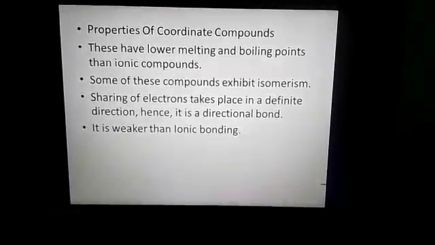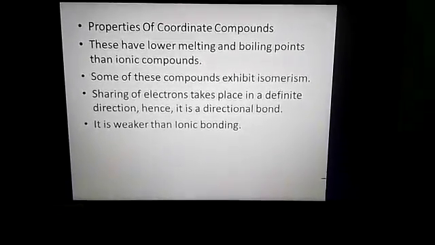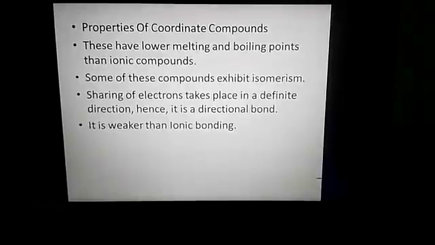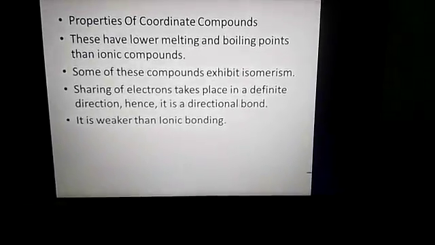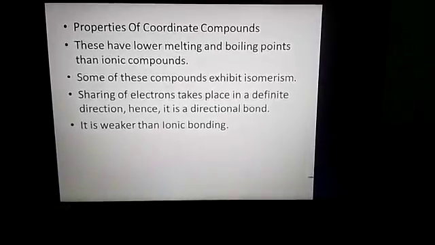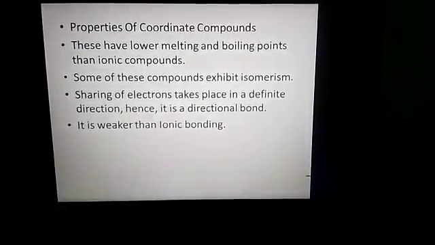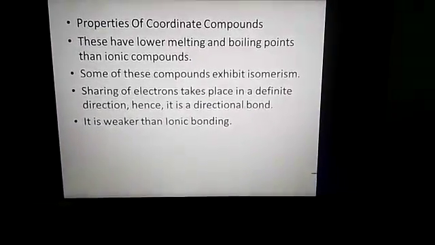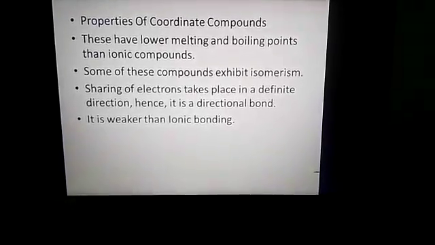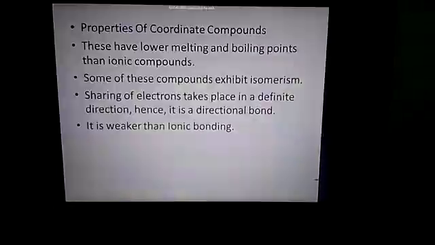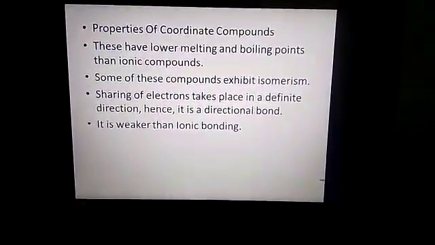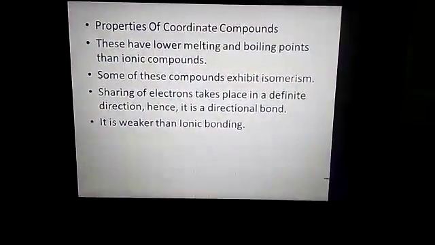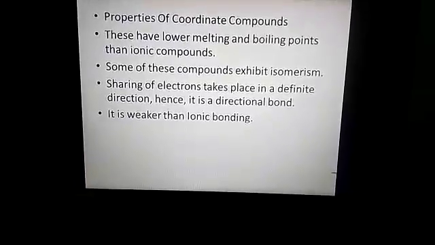So what are the properties of coordinate compounds? These have lower melting and boiling points than ionic compounds. Some of these compounds exhibit isomerism. Sharing of electrons takes place with a definite direction, hence it is called a directional bond. It is weaker than an ionic bond. These are the properties of the coordinate covalent bond.